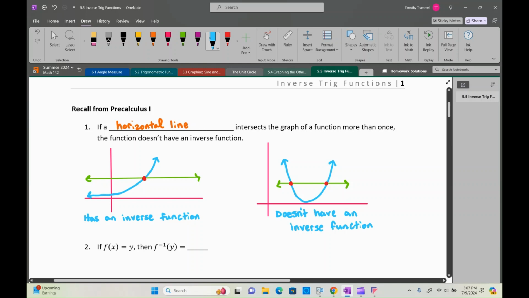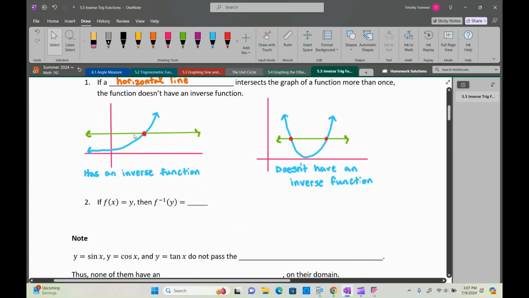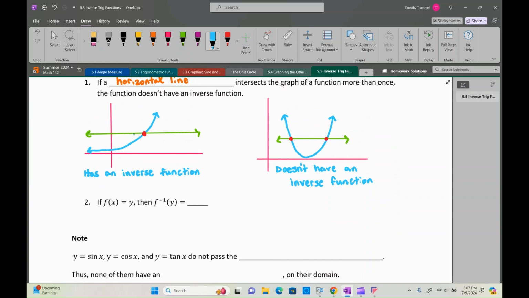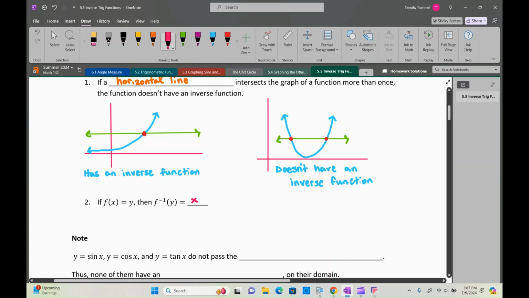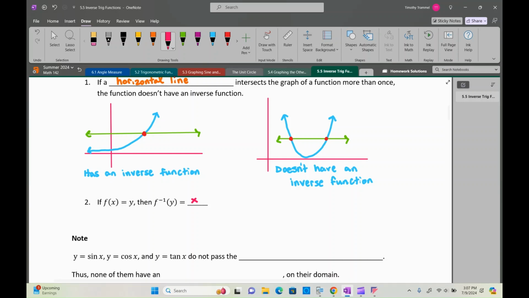Another important thing about inverses is that if f of x is equal to y, then if you take f inverse of y, that should give you x. Okay. So all of the inputs of the function f are now the outputs for the inverse. And all of the outputs for the function f are now the inputs for the inverse.